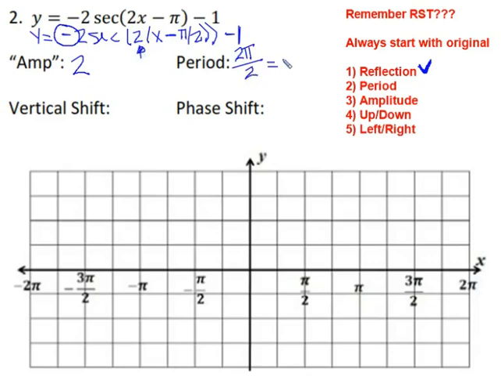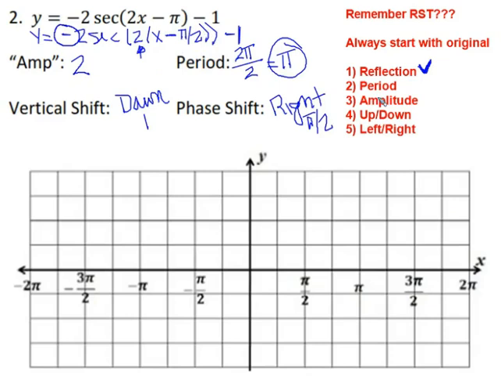So when we divide by 2 to find our new period, it's actually pi. A vertical shift, we're moving down 1 because of that guy right there. And our phase shift, we're moving to the right, pi over 2 from this guy right here. So we have a lot of stuff going on.